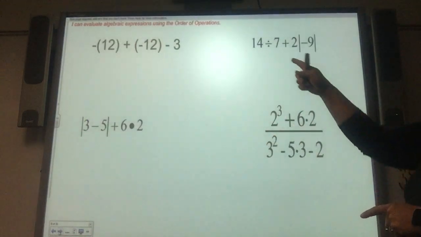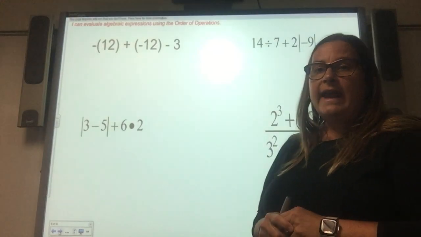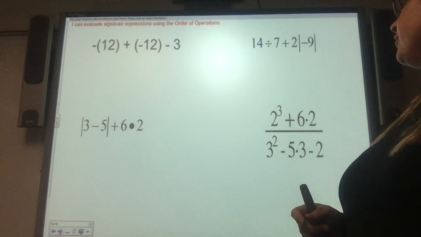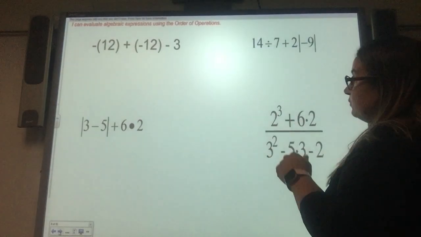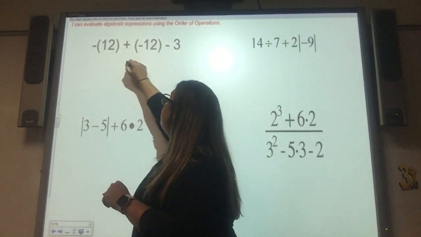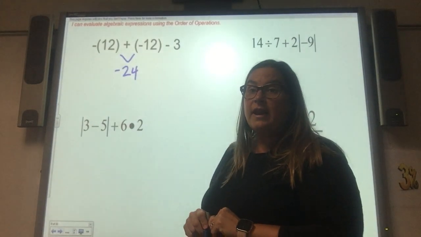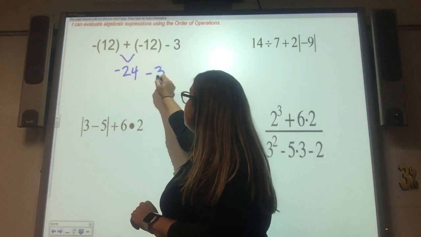All right, up at the top, negative 12 plus negative 12 minus 3. I'm going to work left to right. Negative 12 plus negative 12 is negative 24. Then negative 24 minus 3.